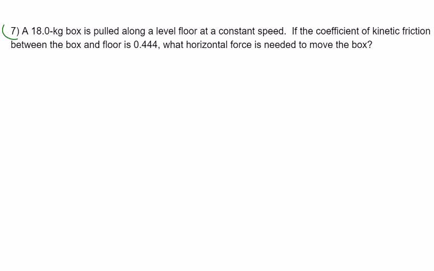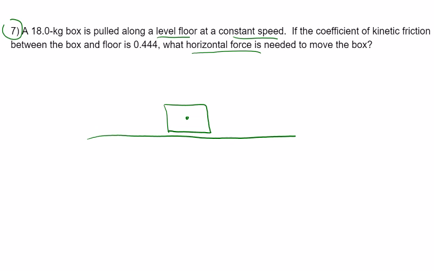On this friction problem, we are going to be looking at a box pulled along a level floor at constant speed, trying to figure out the force. But if I think about it, an object on a nice level surface like this, if I draw that free body diagram, there are going to be four forces acting on it.